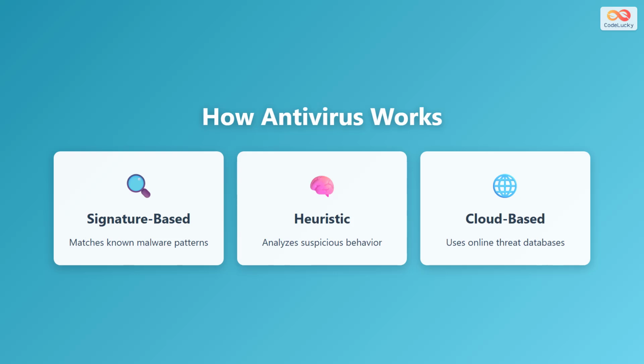Antivirus software uses three main detection methods. Signature-based detection matches files against a database of known malware patterns, similar to comparing fingerprints. Heuristic analysis examines the behavior of programs to identify suspicious activities, even if the malware is new and not yet in the database. Cloud-based detection uses online threat databases maintained by security companies, providing real-time updates about the latest threats from around the world.